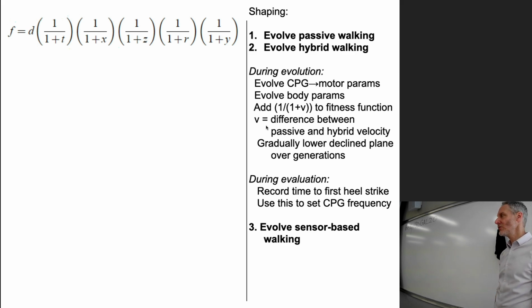What's the intuition here? What are they trying to do? What's the intuition behind 1 over 1 plus v? At this stage, they have a passive dynamic walker. Now they're starting to evolve that walker on a shallower and shallower decline plane as the evolutionary process unfolds.